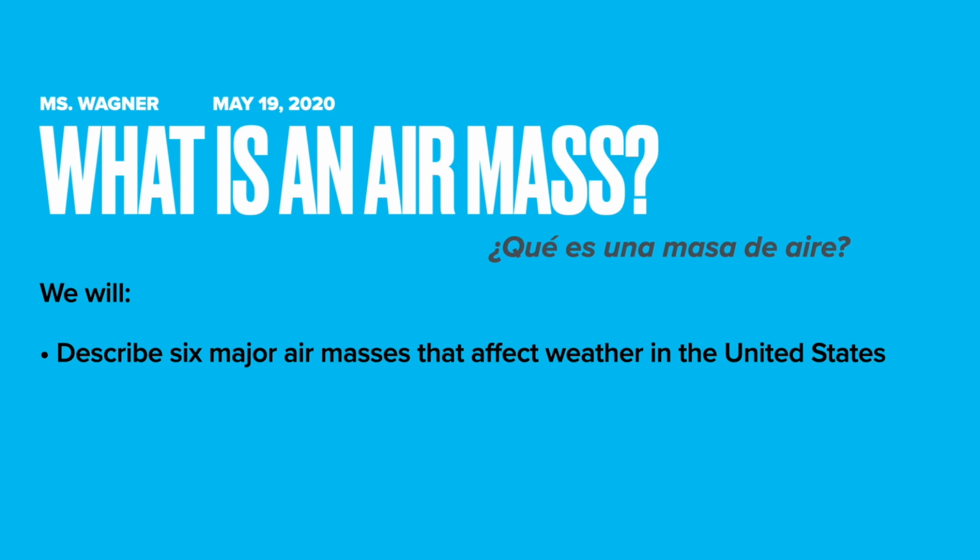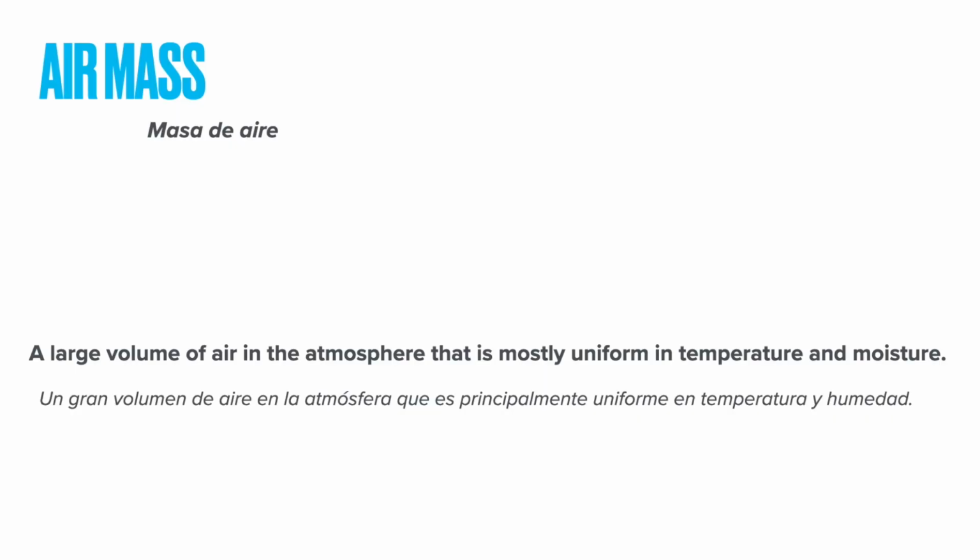What is an air mass? So I'm going to describe 6 major air masses that affect weather in the United States. An air mass is a large volume of air, a large amount of air in the atmosphere that is mostly uniform, or the same, in temperature and moisture.